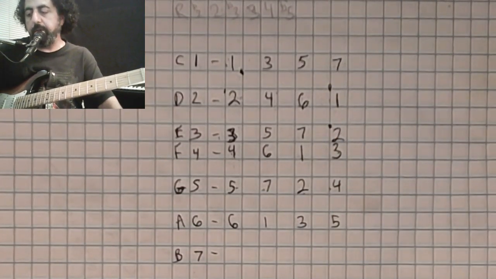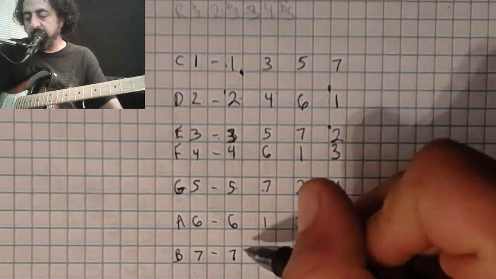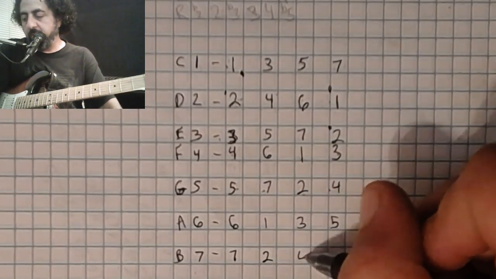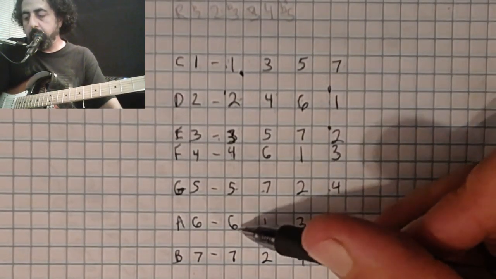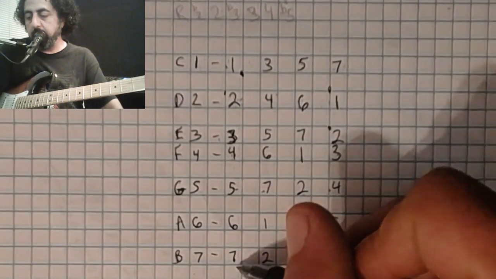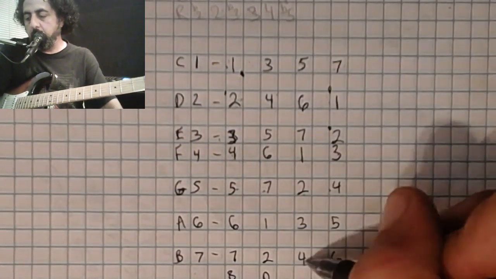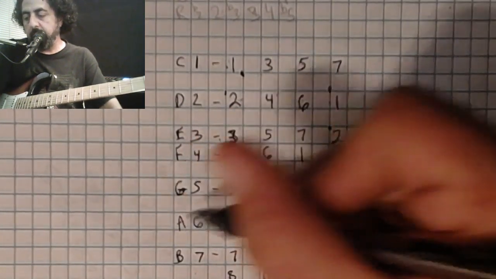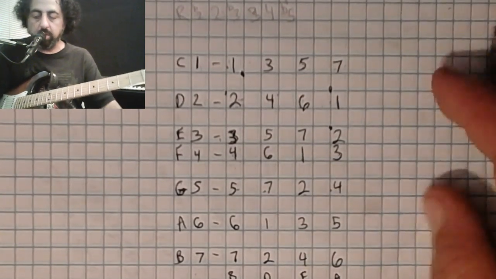So from the 7th, the B note, we would start with our 7. We would skip the 1 and go to a 2, then a 4, and then a 6. What's the 7th note? It's the B. What's the 2? D. What's the 4? F. What's the 6? A. B, D, F, A spells out a B diminished chord.